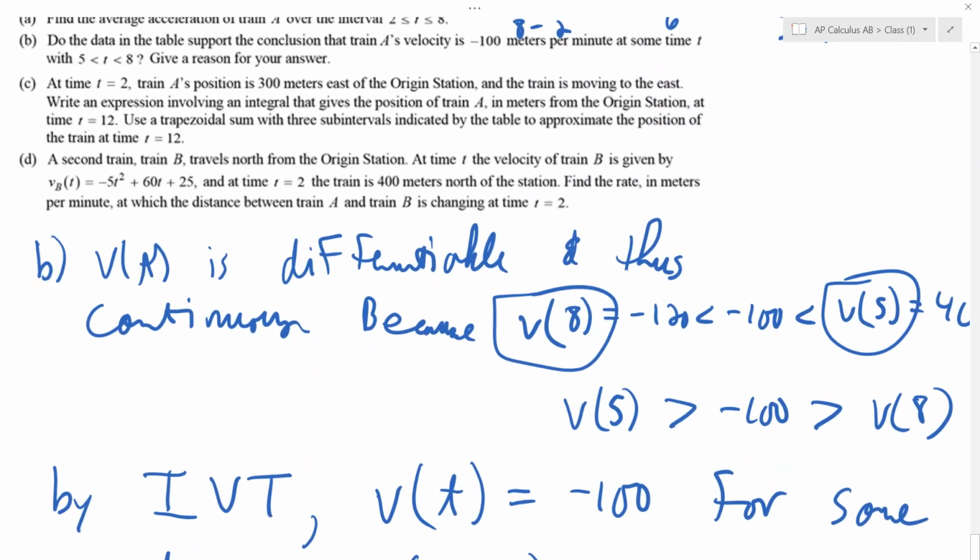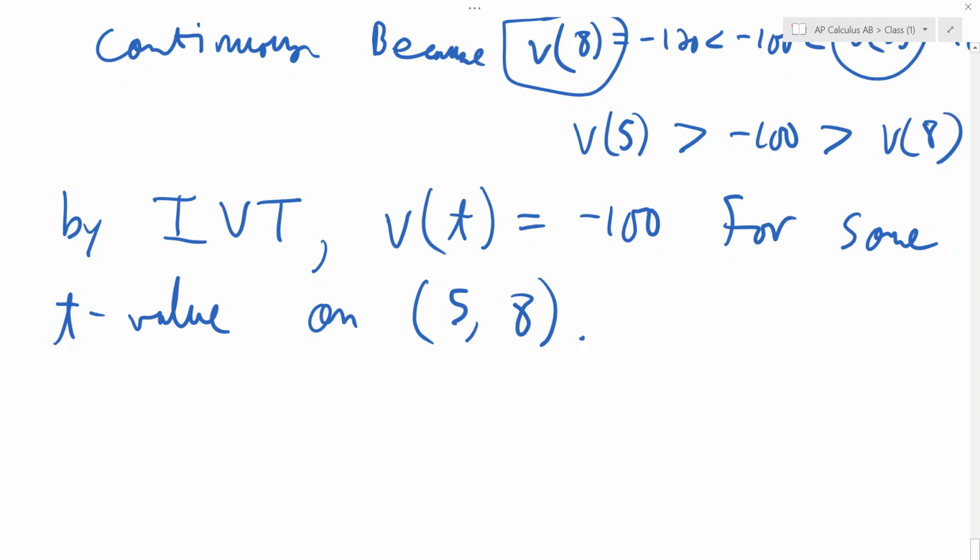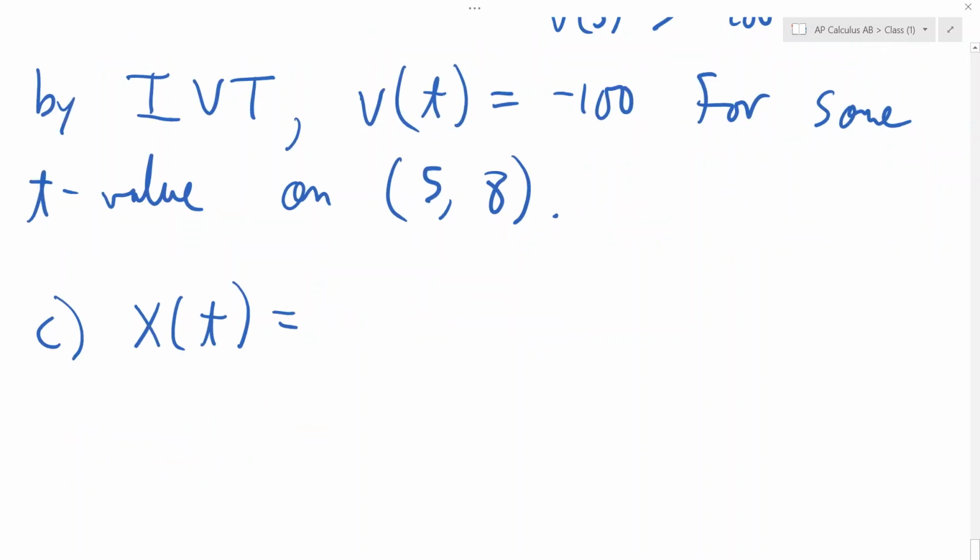C says, at 2, train A is at 300 meters east of Origin Station. What a good name for a station. It's moving east. Write an expression involving an integral that gives its position, and then use a trapezoid sum to approximate it. So our position is most definitely, I'm just going to call it x. X of t is definitely equal to 300 plus the integral from 2 to t.